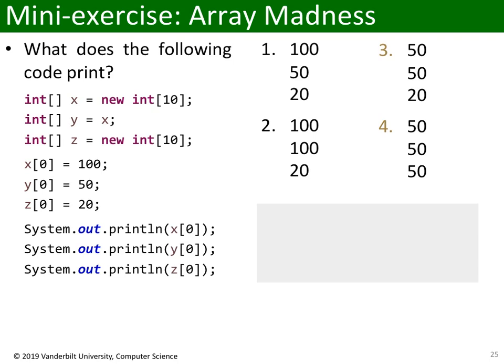So when we print out element 0 of X, element 0 of Y, and element 0 of Z, we will see 50, 50, 20.